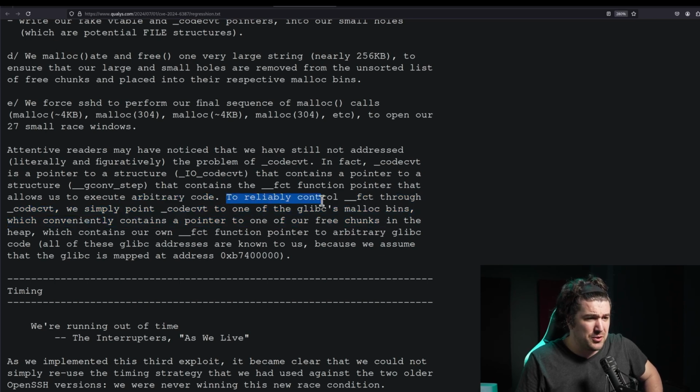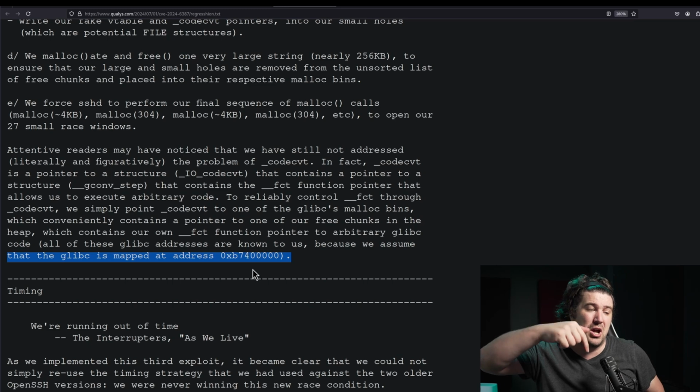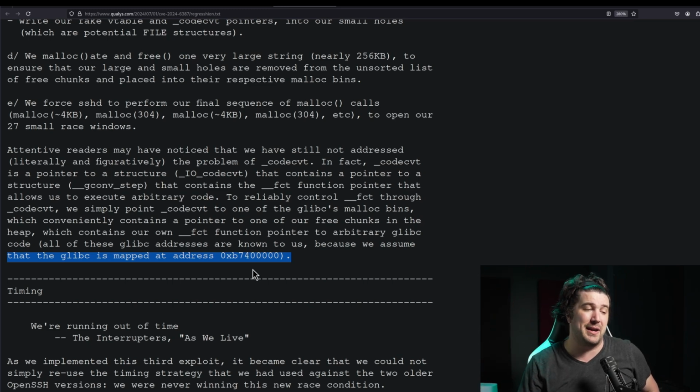To reliably control FCT through code CVT, we simply point code CVT to one of the glibc's malloc bins, which conveniently contains a pointer to one of our free chunks in the heap, which contains our own FCT function pointer to arbitrary glibc code. All of these glibc addresses are known to us because, okay. Again, this all goes back to knowing where it was mapped at.